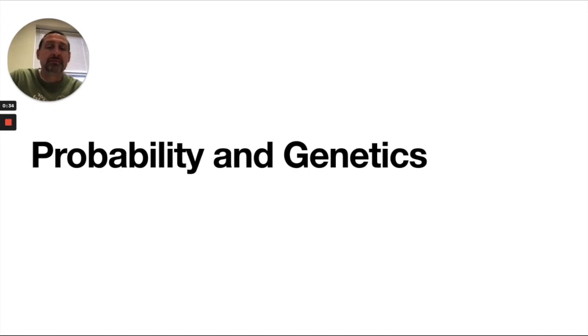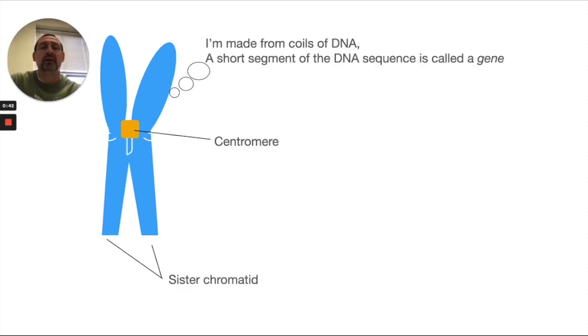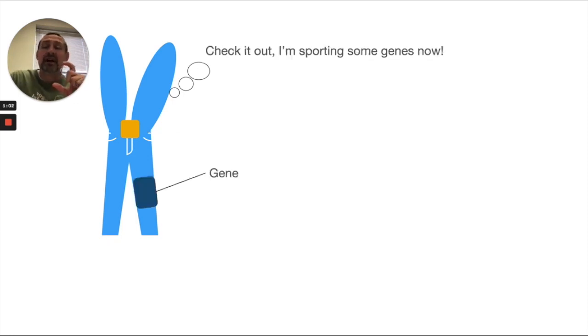This video is about probability and genetics. So here we have a chromosome. Chromosomes are made up of DNA. And if you take a section of that DNA that codes for a protein, we call that a gene. Notice that the sister chromatids are held together by a centromere in the middle. A segment of that chromosome is called a gene.